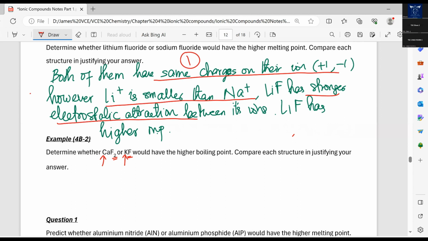First of all, look at the charge. What is the charge on the Ca? 2 plus, right? Group 2. This is plus, and you have a minus, so you have something like 2 minus and, sorry, 1 minus here. So this is going to be 2 minus overall, and then this is going to be minus. So obviously calcium fluoride will have a higher boiling point. This one will have a higher boiling point.